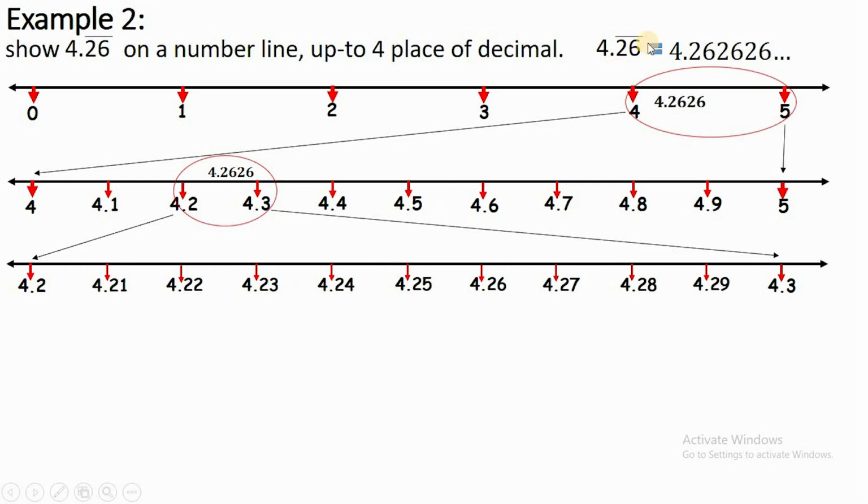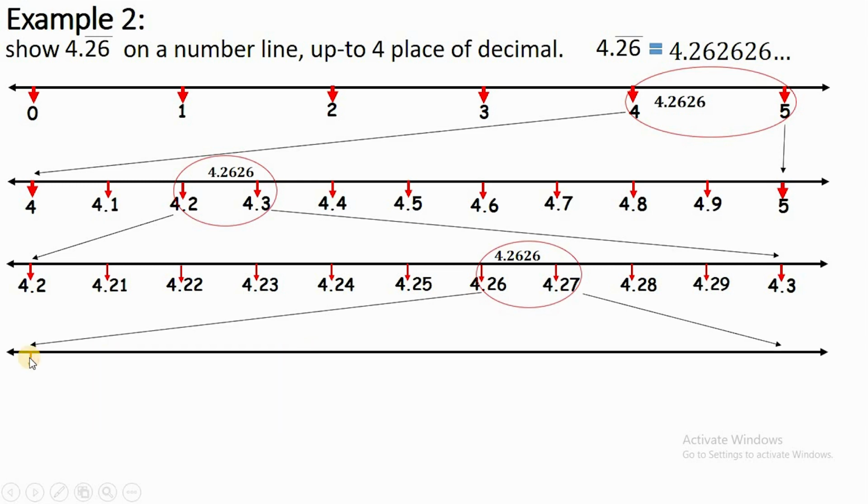So here we'll see 4.262626, isn't it? Now this 4.262626 is greater than 4.26 and it is less than 4.27. So therefore 4.2626 lies between 4.26 and 4.27. Again here we'll zoom in this portion of the number line. Here you'll write 4.26 and here we'll write 4.27, and again we'll divide this line in 10 equal parts.